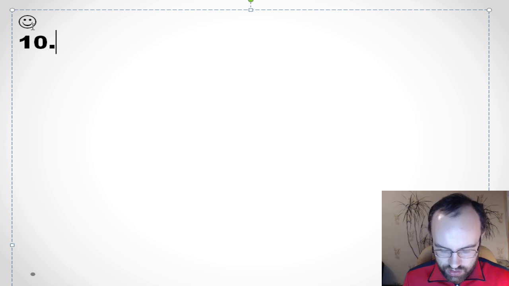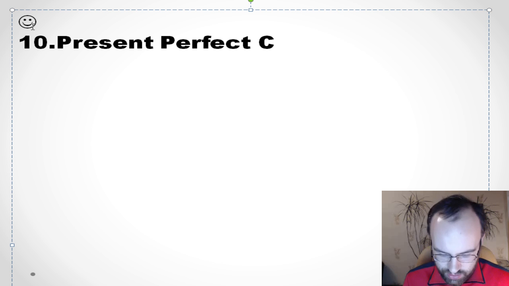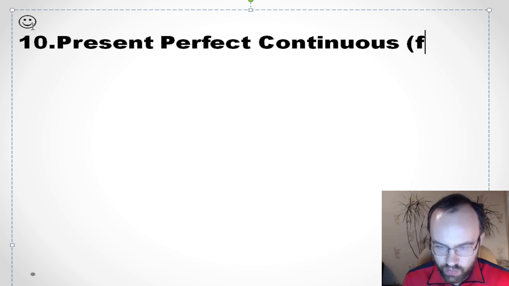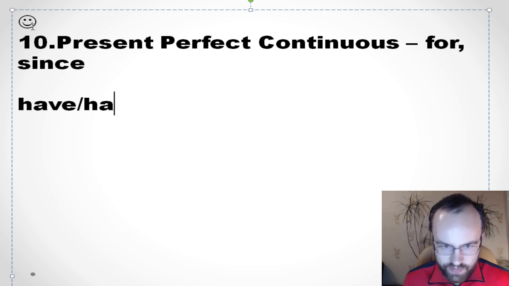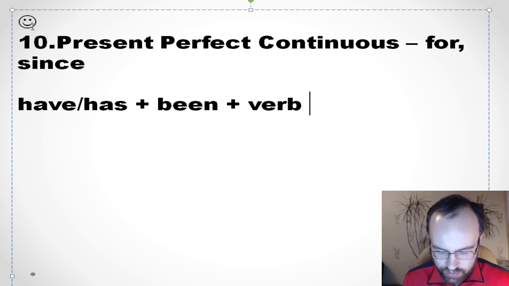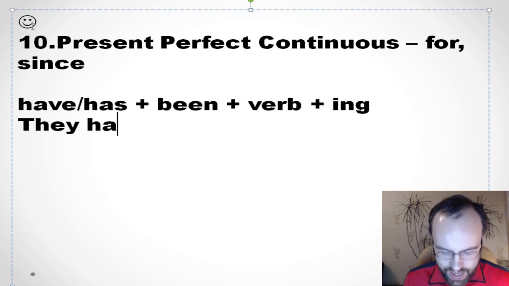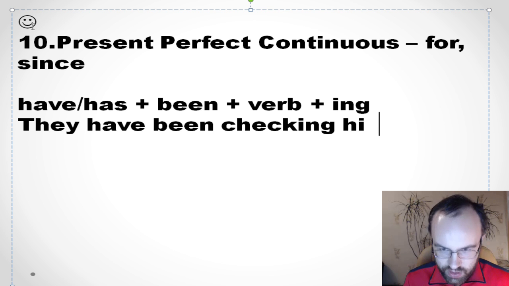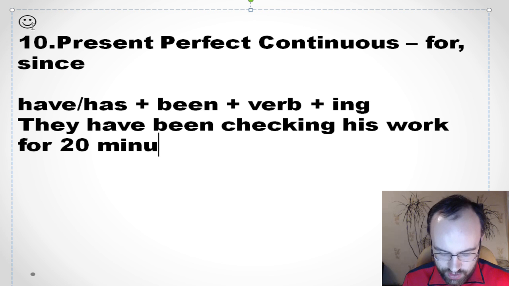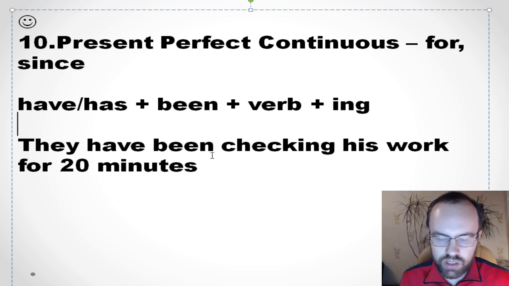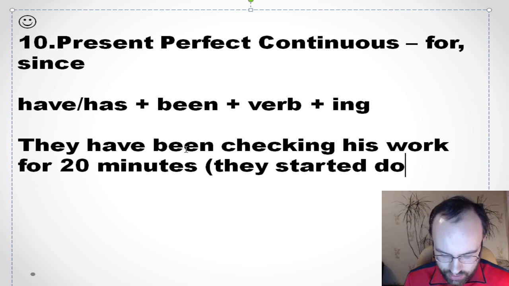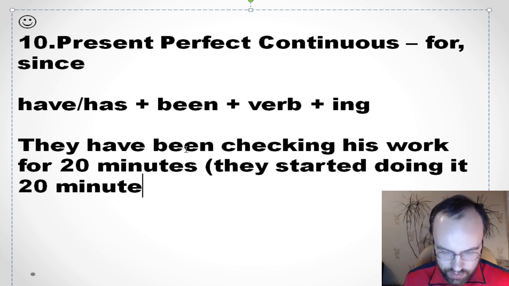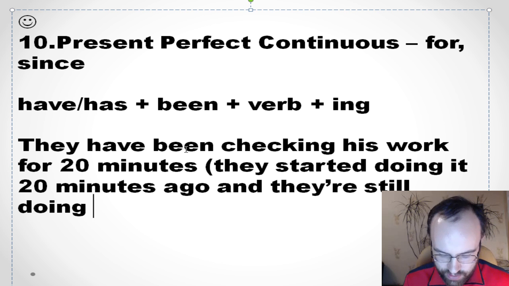So what about the perfect continuous group? Present perfect continuous, we often use it when we have for and since. So when do we use this tense? And how do we form it? Have or has plus been plus verb plus ing. For example, I can say they have been checking his work for 20 minutes. What does it mean? It means that they started doing it 20 minutes ago and they are still doing it. It's a very important point.